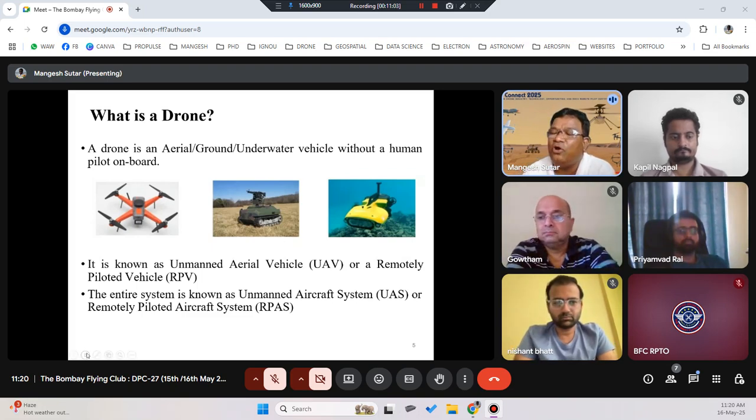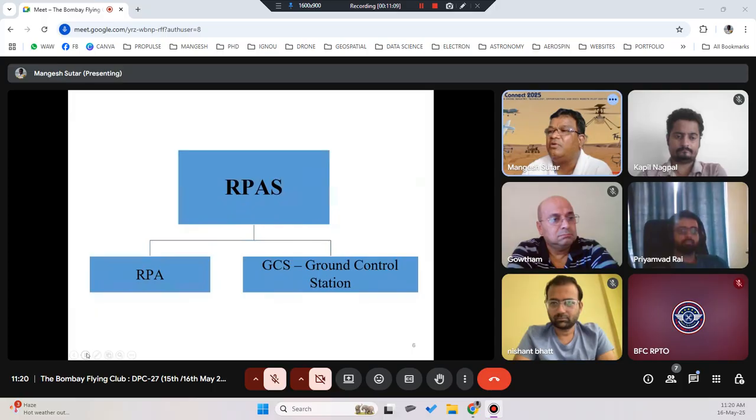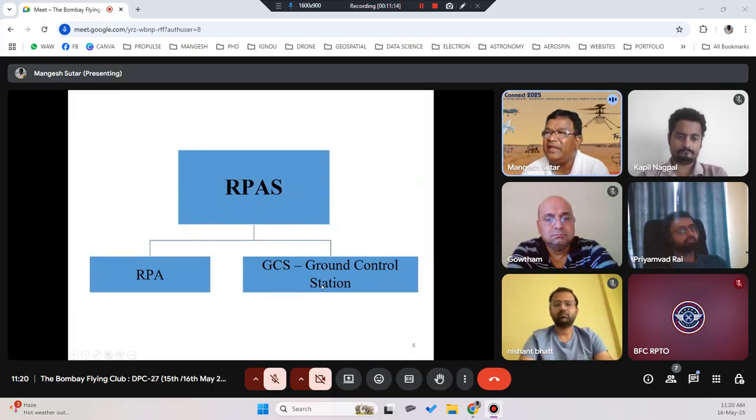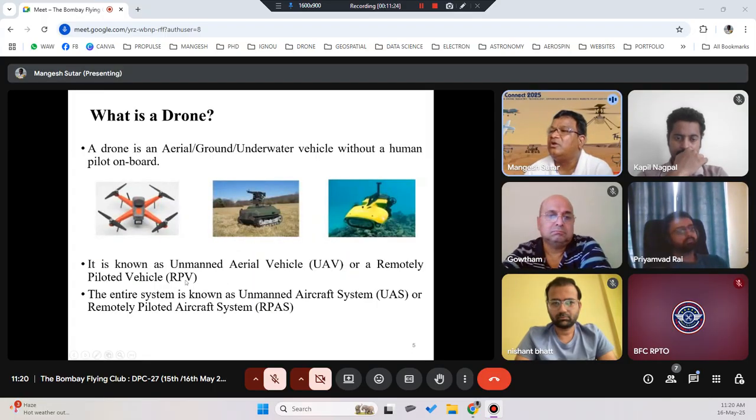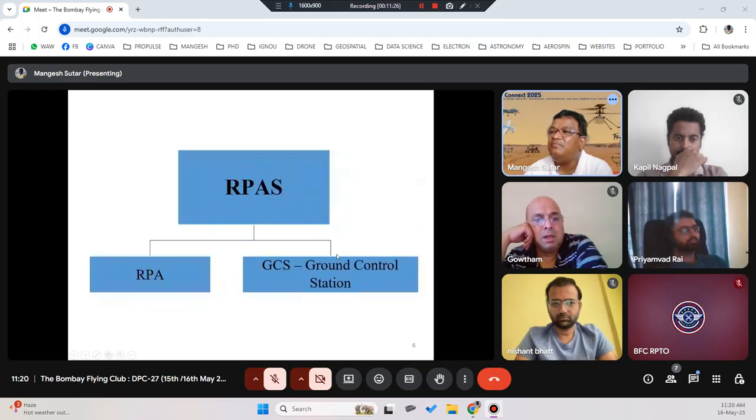There is a video on YouTube about this. You can see that it will give you a clear idea about it. Okay, so when we talk about RPAS, it is part of RPA plus ground station. So S means entire system. Okay, it is a system. So remote pilot aircraft, or remote pilot vehicle, plus ground station.